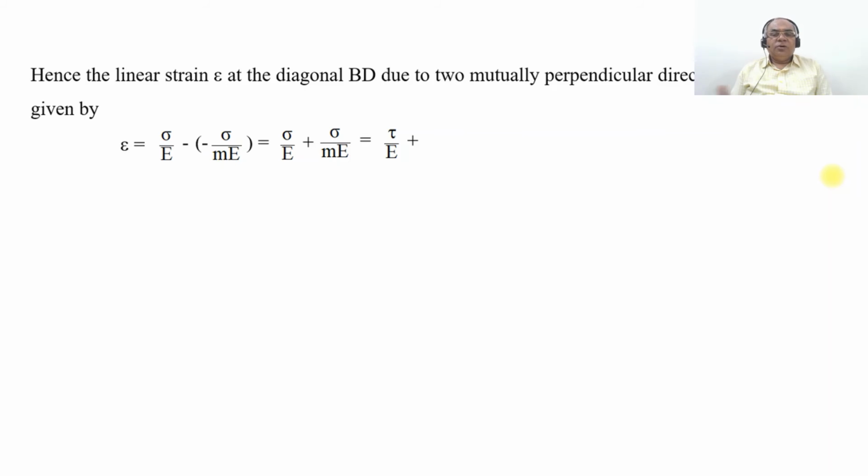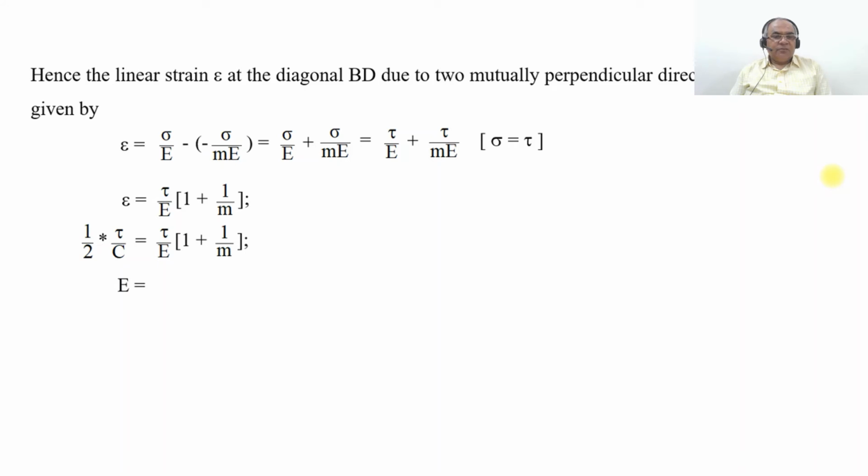You know that sigma is equal to tau, which is already proved. That is equal to tau by E plus tau by m into E, since sigma is equal to tau. Therefore, epsilon will be equal to tau by E into 1 plus 1 by m. So epsilon is half into tau by C, which will be equal to tau by E into 1 plus 1 by m. Tau gets cancelled. Therefore, E is equal to 2C into 1 plus 1 by m. So this is the relationship between the modulus of elasticity and modulus of rigidity.